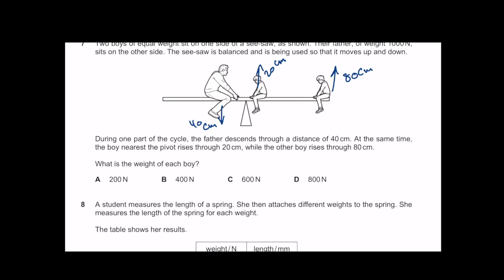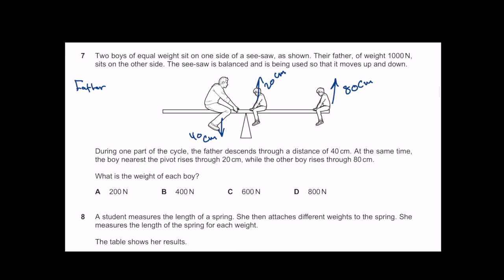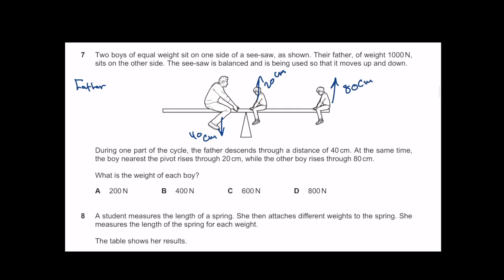It takes time. But the only way that we can say here, the loss in potential energy for the father will be gained by the 2 kids. For the father, it will lose energy like mgh. So I'm going to write mg directly, it's 1000. So I'm going to write 1000 here. This is the weight of the father times the gravity acceleration, so mgh, times the height, which is 40 centimeters.